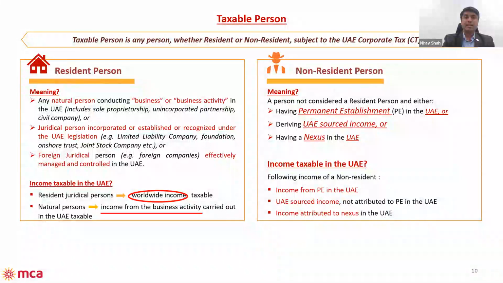Now, permanent establishment, we'll understand this with an example. Assuming there is an entity which is incorporated outside the UAE and operating in the UAE or conducting business in the UAE through a branch or a factory or a warehouse, then that factory, warehouse or a branch will be considered as a permanent establishment of that foreign entity in the UAE. So any non-resident person having a permanent establishment in the UAE, any non-resident deriving UAE sourced income.